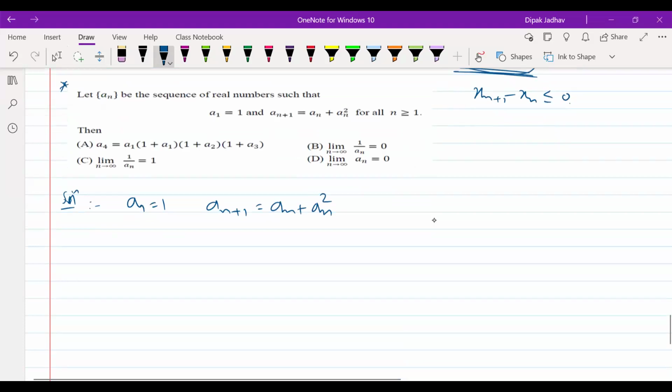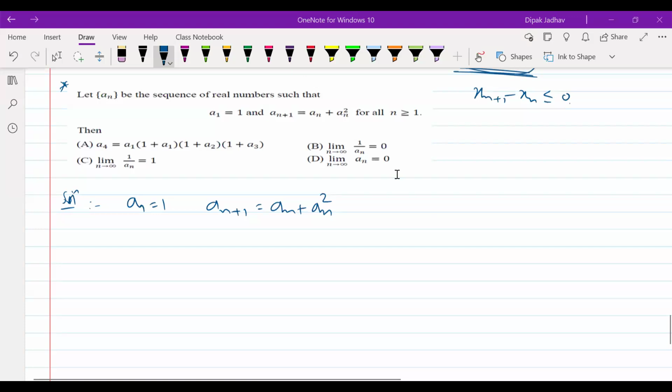So which of the four options are correct? First and second. Now, can you say something about the monotonicity of the sequence? Yes, sir. It is monotonically increasing.